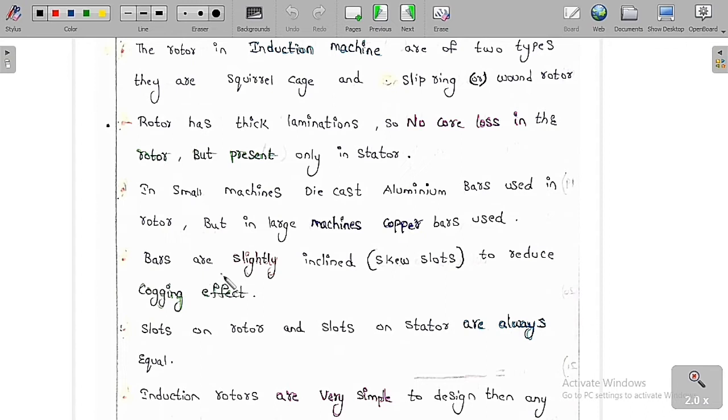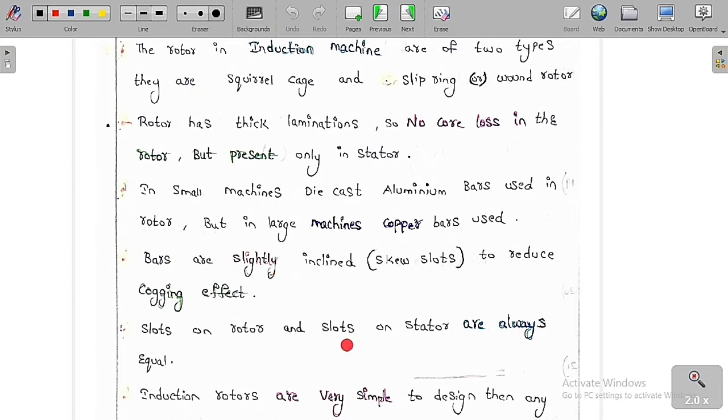So listen carefully. With the help of skewing of rotor slots, we reduce the cogging and crawling effects, but the efficiency will decrease, because as you skew the rotor slots, the length of the bars increases. As the length increases, the resistance increases, so the rotor copper loss increases, and therefore the efficiency will decrease. I have already told this important point. So bars are slightly inclined, or skewed, to reduce the cogging effect.